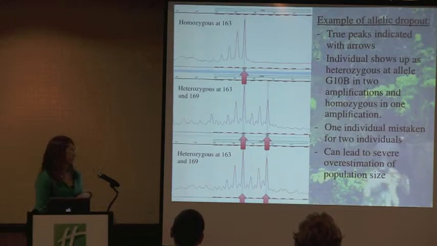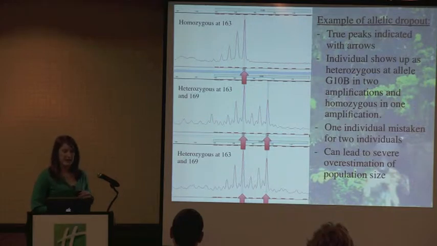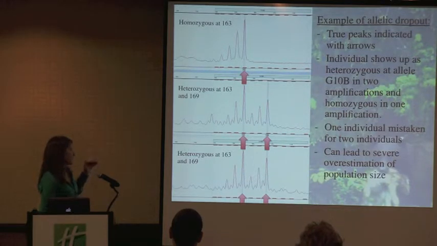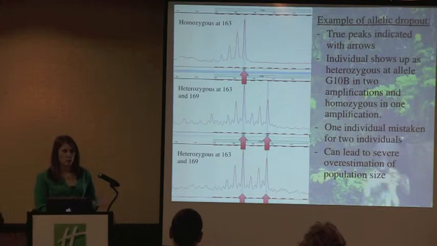So here's an electropherogram of locus G10B from 3 separate amplifications from the same individual. The true peaks are indicated by the arrows, and you can see the individual shows up as heterozygous at this locus in the 2 bottom amplifications, but then homozygous in the first amplification. In cases like these, it's very easy to mistake one individual for 2, and this can lead to severe overestimation of your population size.